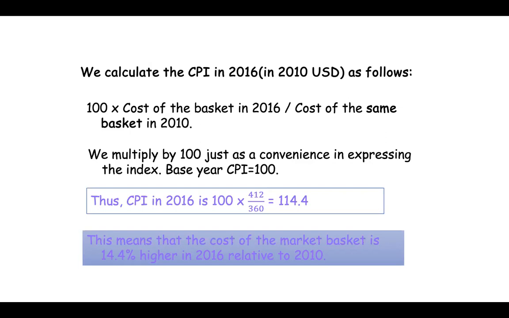Does that make sense? Yeah, CPI minus 100 is the percentage increase from the base year. From the base year, correct.